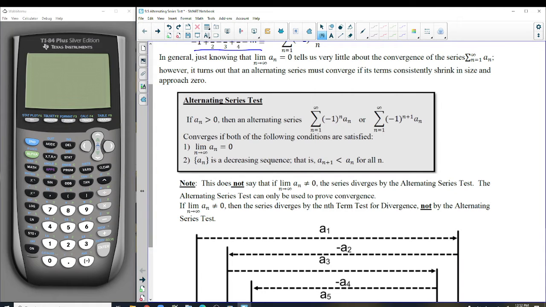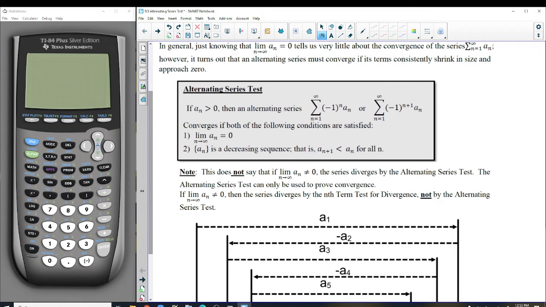If a sub n is greater than 0, then an alternating series converges if both of the following conditions are satisfied. The limit as n approaches infinity of a sub n equals 0, and a sub n is a decreasing sequence. That is, a sub n plus 1 is less than a sub n. In other words, the next term is less than the previous term. Now, this is just the nth term test. It has to pass the nth term test.